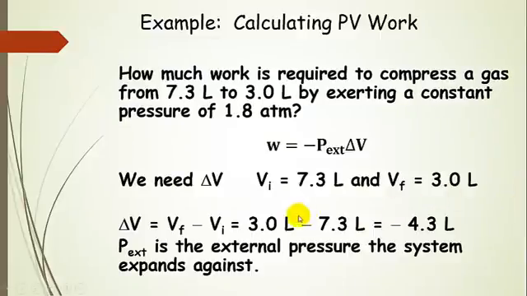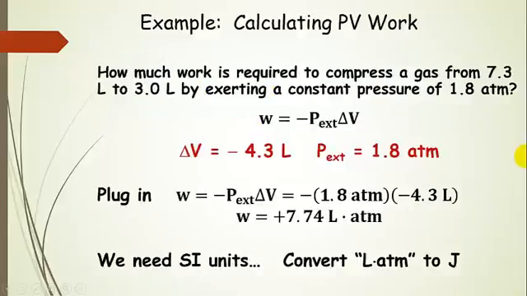And so if we use our equation for PV work, we calculate our change in volume. We started off with 7.3 liters and we went to 3.0 liters. Plug that in and we end up losing 4.3 liters, so the volume decreases 4.3 liters. And then we have our external pressure, which is 1.8 atmospheres. Plug those in and we end up with 7.74.